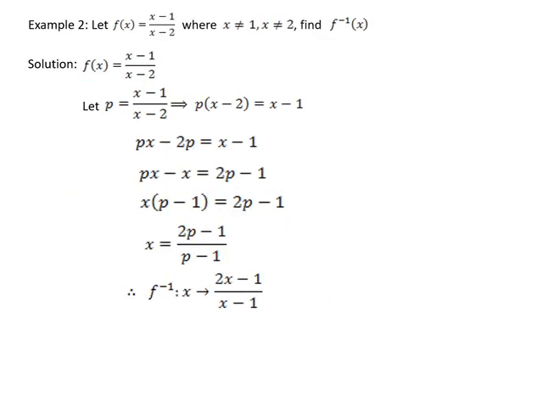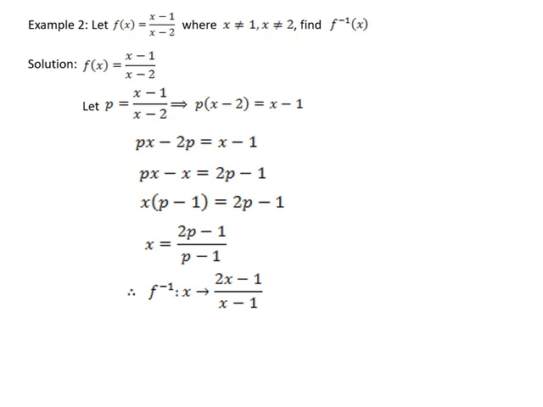Now, this is another example. Let f of s equal s minus 1 over s minus 2, where s is not equal to 1 and s is not equal to 2. Find f inverse of s. You know, if s is equal to 1, it is undefined. If s is equal to 2, it is also undefined. So therefore, where s is not equal to 1 and s is not equal to 2, then we have to find f inverse. And this is the procedure.